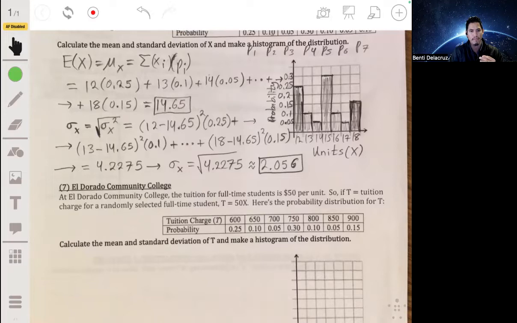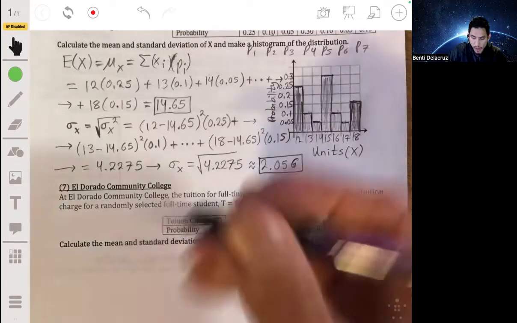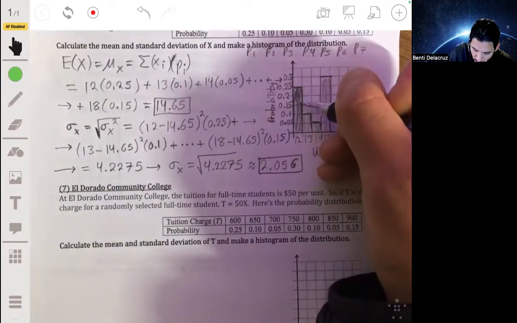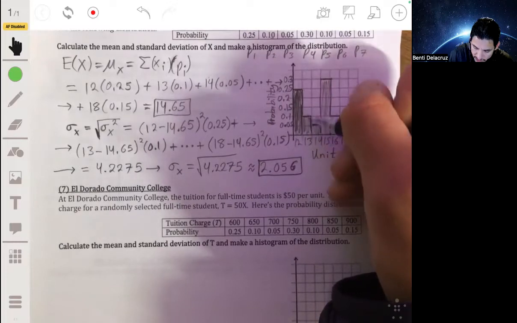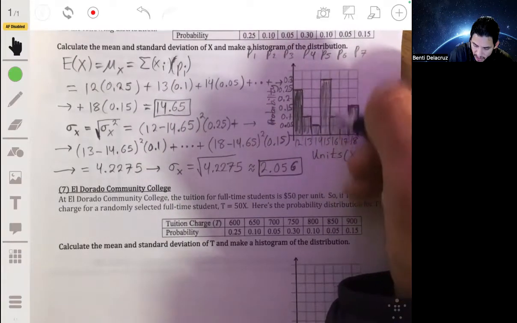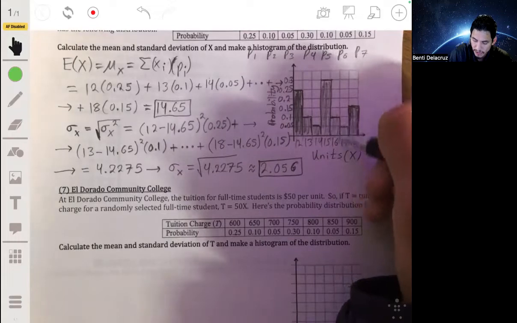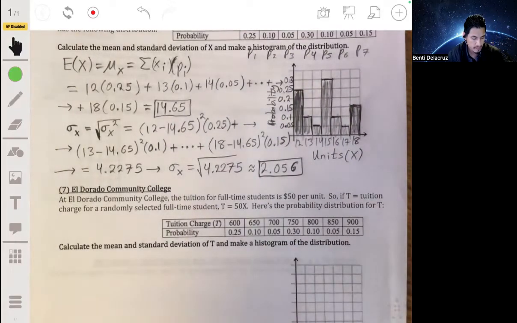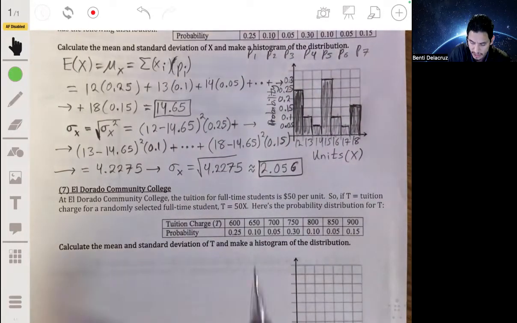Now, I'm not going to go through this step by step because it's just going to be kind of the same idea as before. So I want you guys to just think about this and practice on your own, because the goal with these first few problems is to catch on to the concept between these variables. In this case, T is equal to 50X.